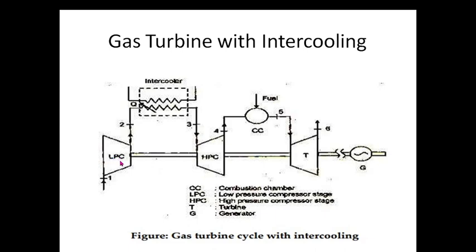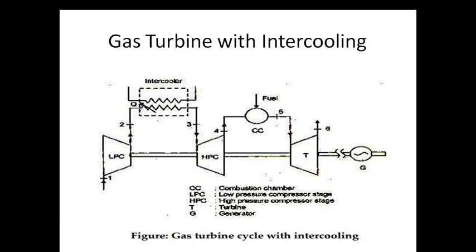You can see this is the LPC, the low pressure compression stage, and this is the HPC, the high pressure compression stage. After the compression of the gases inside the low pressure compressor, we cool the air here. Because of this cooling, the volume of the air decreases, and then this cool, low volume air is passed to the high pressure compressor. After compression in the high pressure compressor, the air is sent to the combustion chamber.